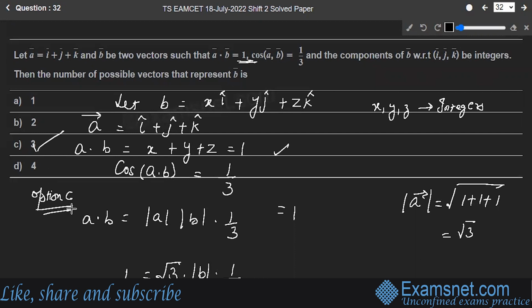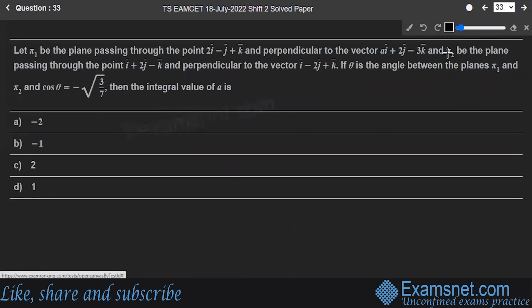Hope you understood this. Next is question number 33. Let pi 1 be the plane passing through this point and perpendicular to this vector. Pi 2 be the plane passing through this and perpendicular to this vector. Theta is the angle between the planes pi 1 and pi 2, and cos theta is given by this. Then what is the integral value of A?